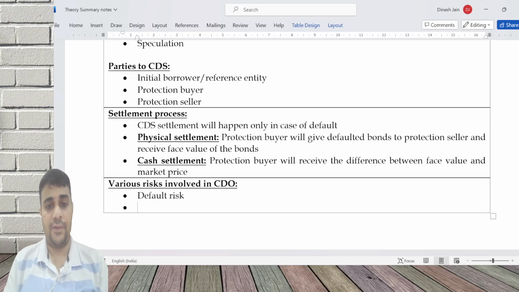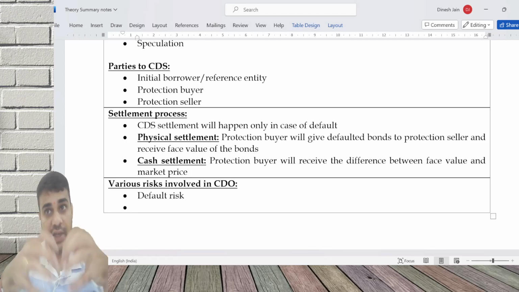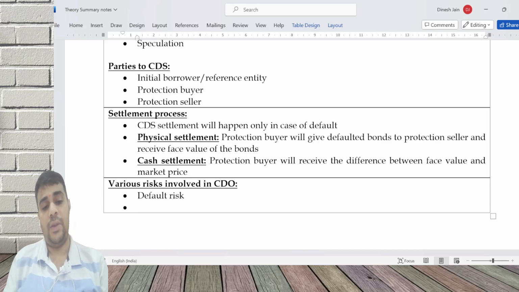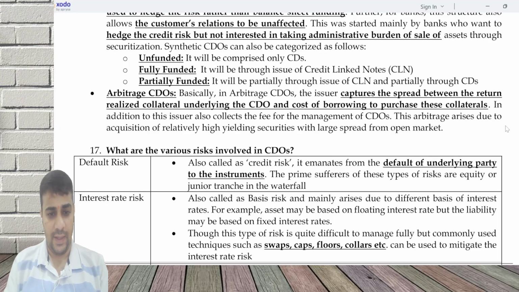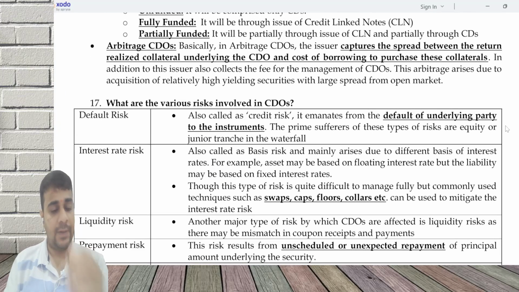Default risk, that is if the counterparty is delaying the payments, you can cover it through the CDO. The CDO can cover it through maybe a CDS kind of an instrument. Interest rate risk, that is we are having fixed interest income and paying floating interest income, or receiving floating interest income and paying fixed interest income. This is also known as basis risk. That's what I remember. Also known as basis risk.